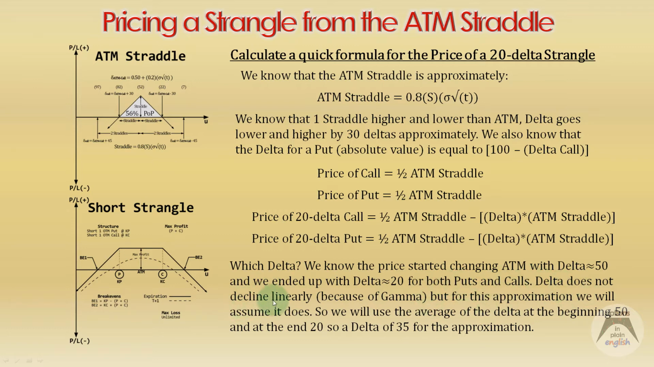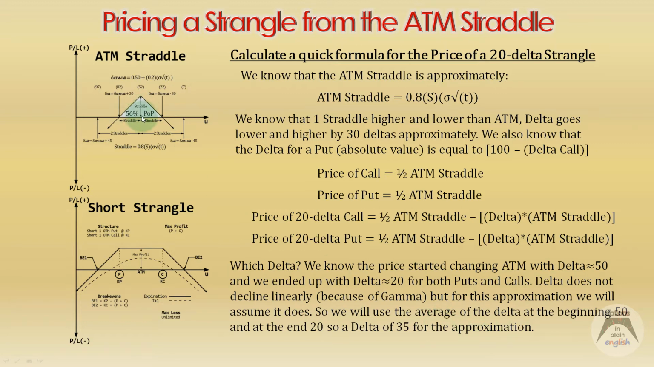Delta does not decline linearly because of gamma. So the delta is changing all the way from the beginning to where it ended up. For this approximation, we will assume that it does decline linearly. And this is a good approximation because, for this particular range, it does not change linearly, but very close to linearly.